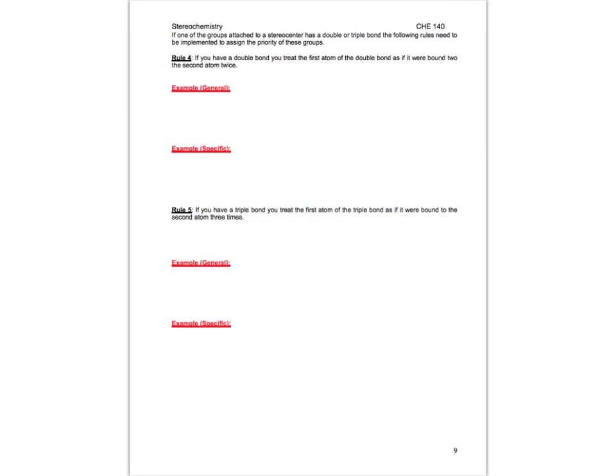So what if you have a double or triple bond bound to your chiral center? How do you treat those? Well, if you've got a double bond, you treat it as if that first atom of the double bond is bound to the second atom twice. So let's look at an example. So let's zoom in.